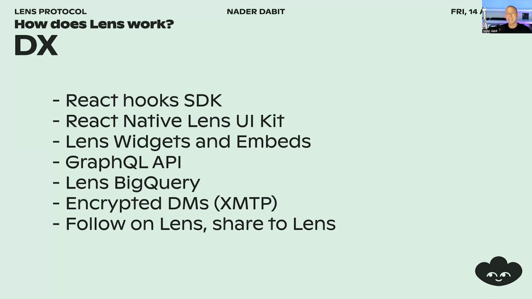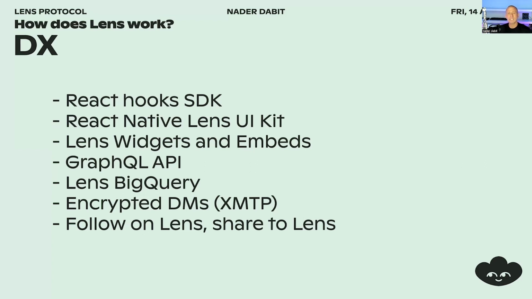The React Native Lens UI Kit is what we're going to be demoing today. And this is a mobile SDK for building mobile apps on Lens. And a few of our hackathon winners have actually used the Hooks SDK and won prizes. It's a really great way to quickly get up and running, building out basic functionality that you can then expand upon into more custom designs and things like that.